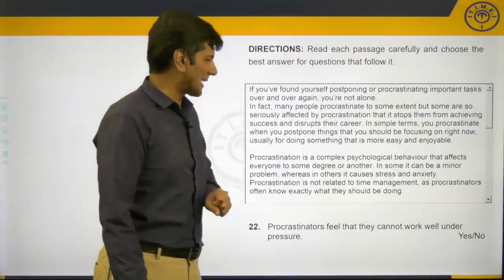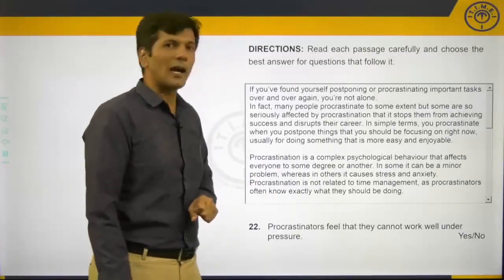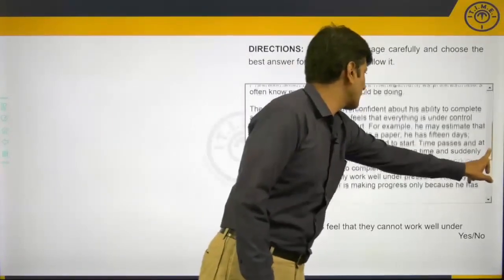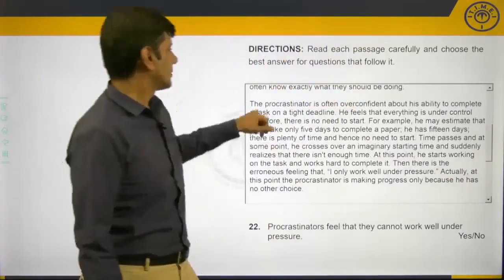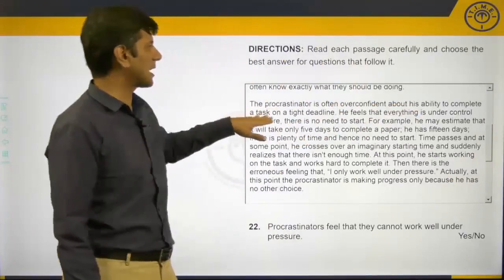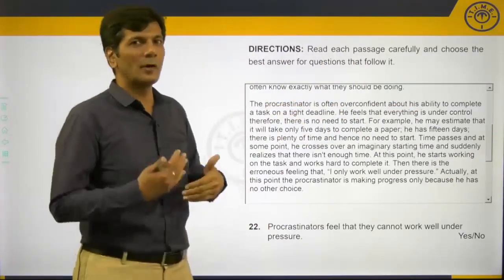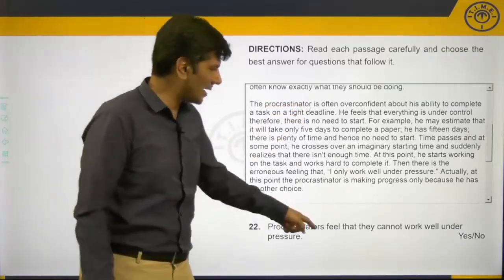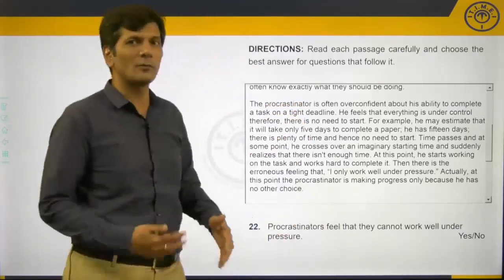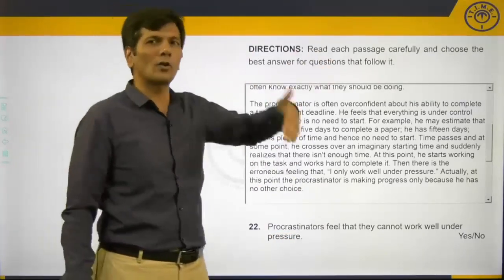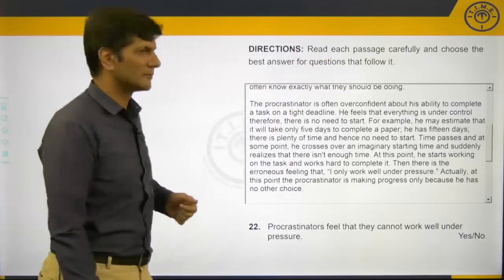Procrastinators feel that they cannot work well under pressure. Now, if you look at this paragraph where the author says, the procrastinator is often overconfident about his ability to complete a task on a tight deadline. They feel overconfident and hence they don't start immediately. This says they feel that they cannot work well under pressure would now be incorrect. It is a no, because they are actually overconfident of meeting the deadline.